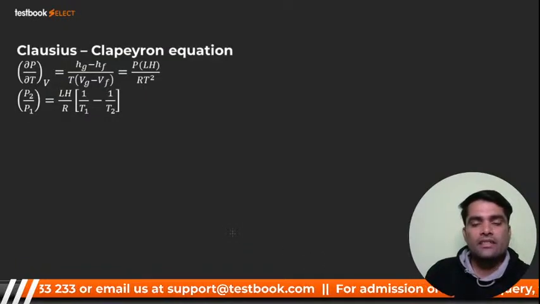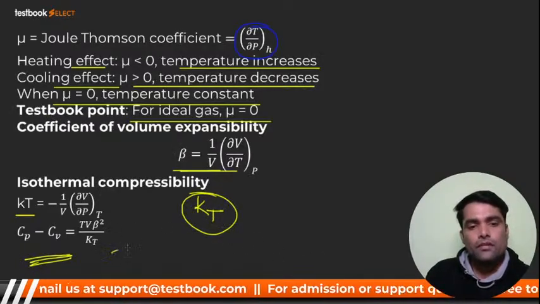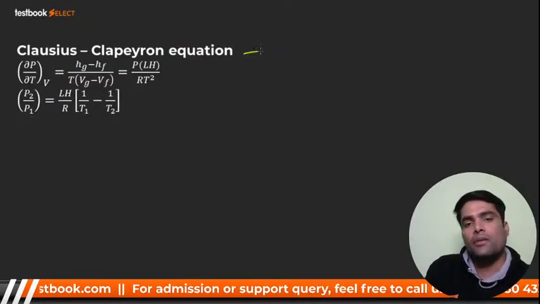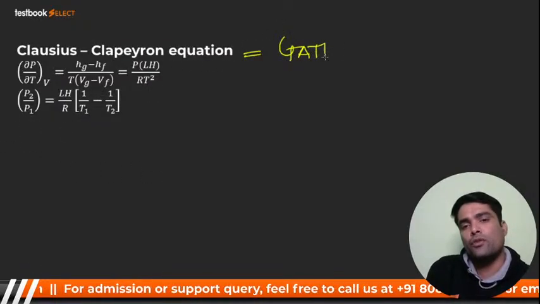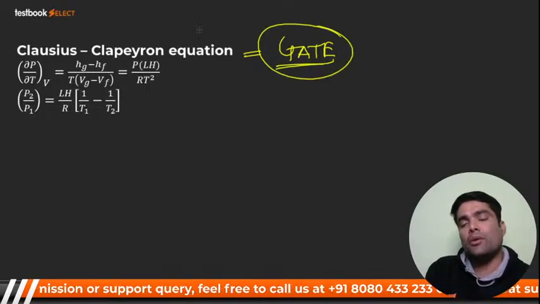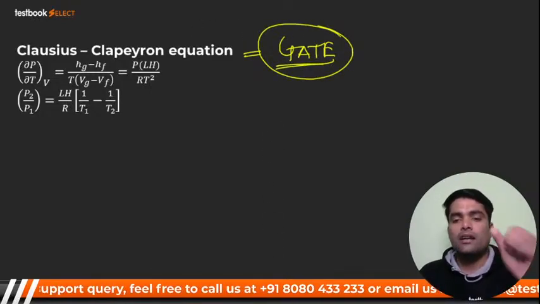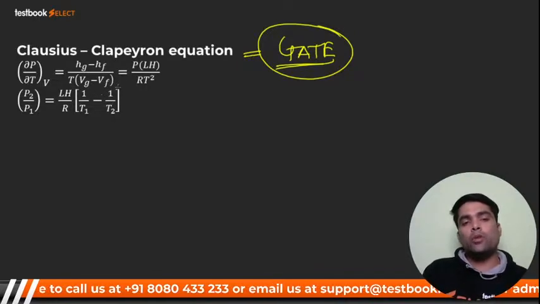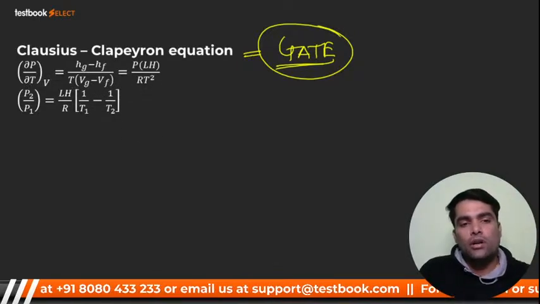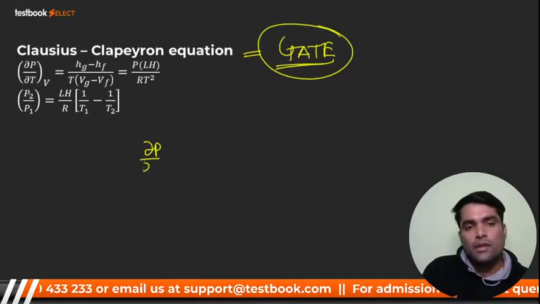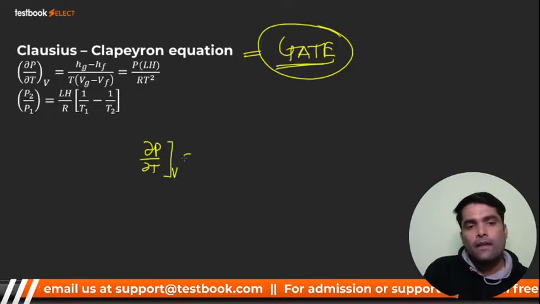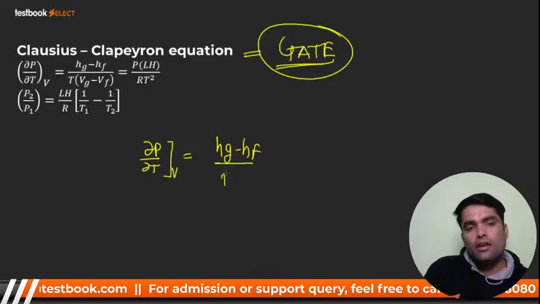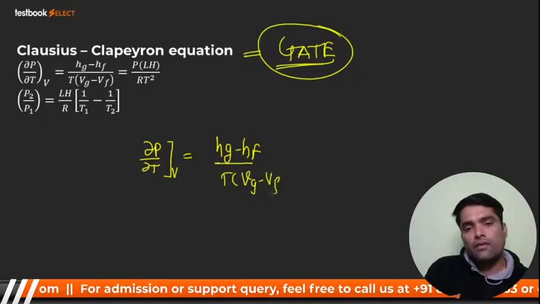This thing you have to remember. Now you also have to remember the Clausius-Clapeyron equation. It is very important from the GATE point of view. Please keep in mind what the Clausius-Clapeyron equation is, otherwise you will be in trouble, because a numerical will come directly on it. So you can write del P by del T at constant volume. It should be Hg minus Hf over T into Vg minus Vf. Now I'll tell you.